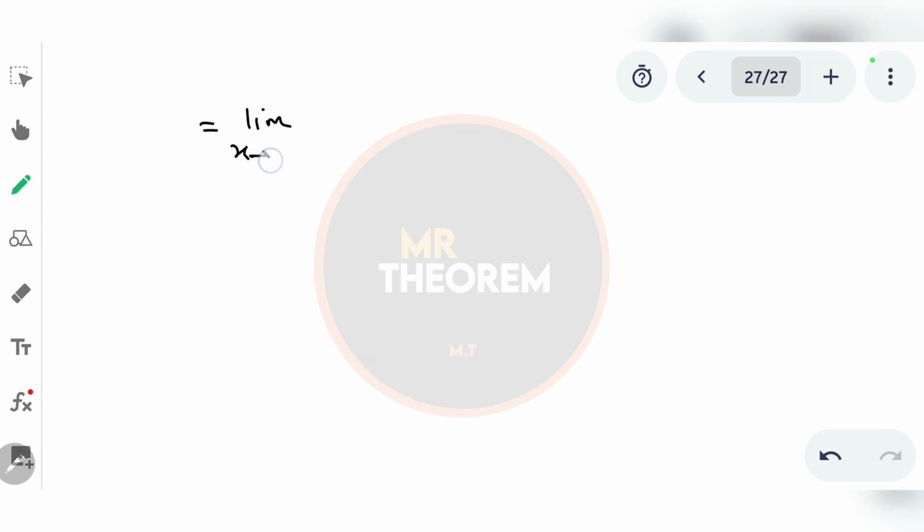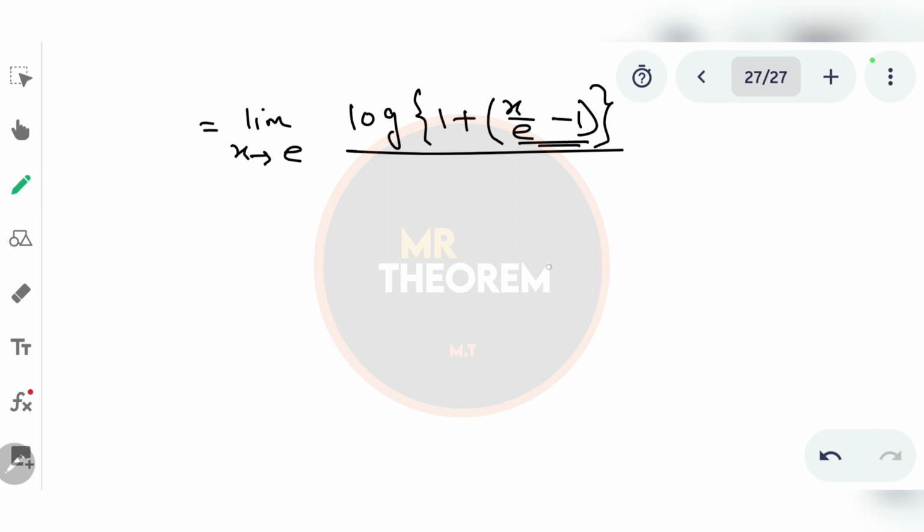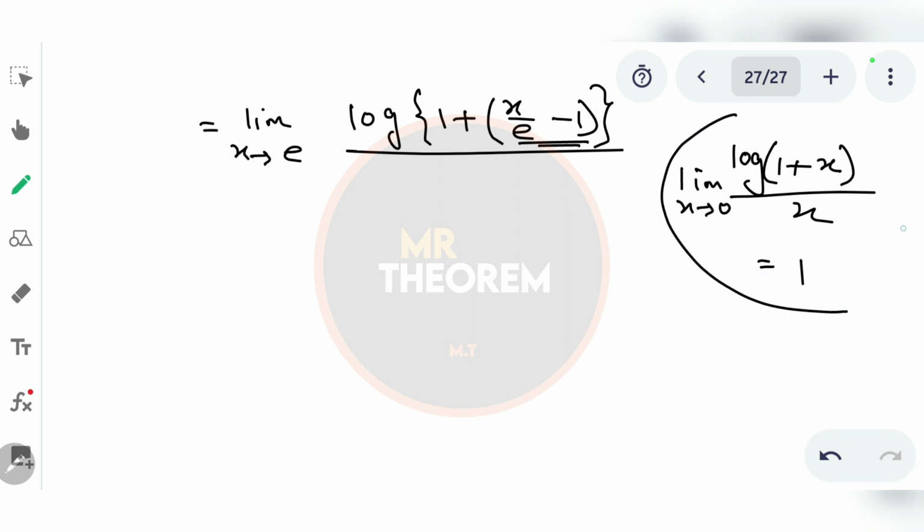Let's explain here. We will understand that in logarithm of 1 plus x divided by e minus 1, the term inside the bracket will act as x, since we know the formula: log of 1 plus x divided by x, under limit x tends to 0, will provide 1. This is the limit formula based on logarithm. So we have just managed this to form the frame. Now in the denominator it is x minus e, so we will divide the denominator by e, and to manage that, multiply by e.